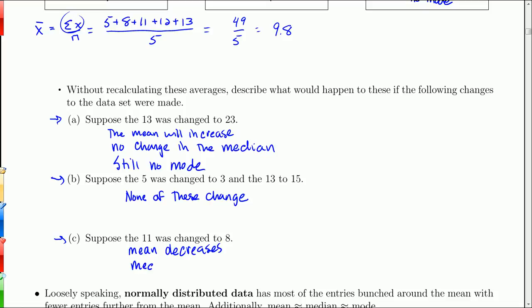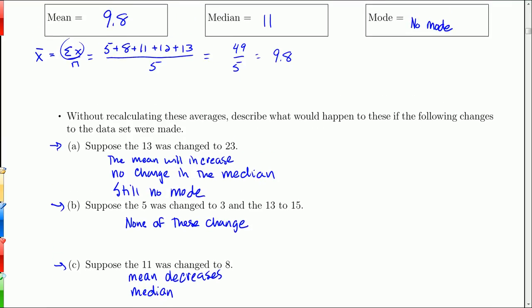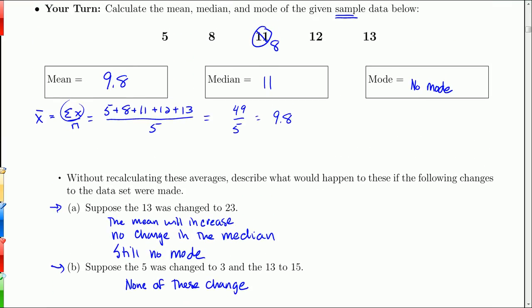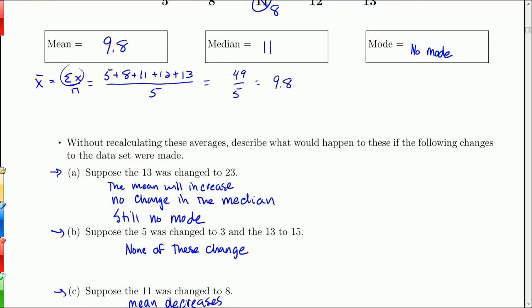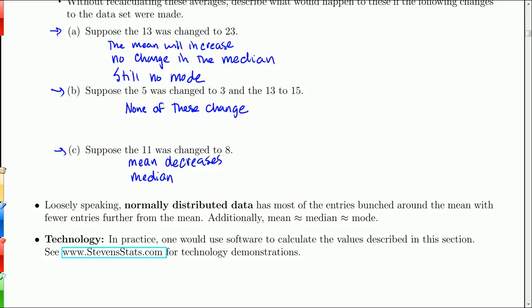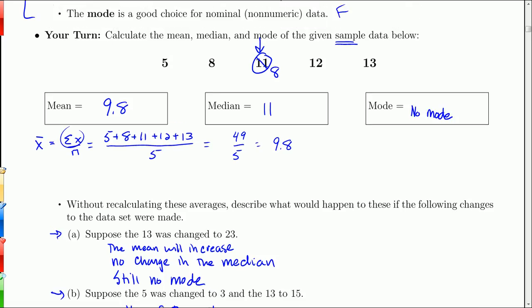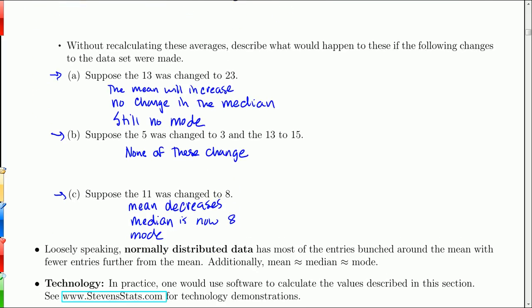What happens to the median? Well, if you take a look at this, the median is now 8. It's no longer 11. Remember, when you're ordering these for the median, if there's doubles, you count it twice. You put 2 8s down there when you're putting them in order. When you do that, the median is now 8. And the mode, all of a sudden, now I have 2 8s. And so I do have a mode, and the mode equals 8. So it goes from no mode to a mode of 8.